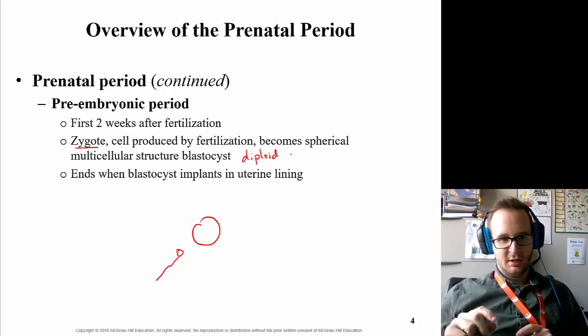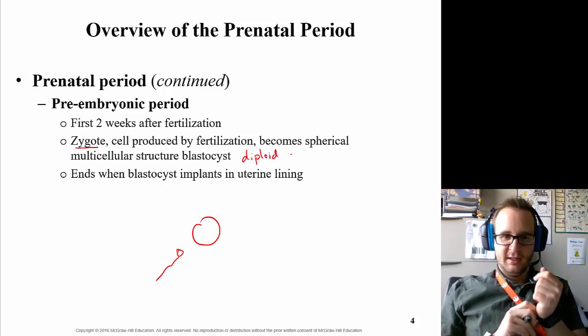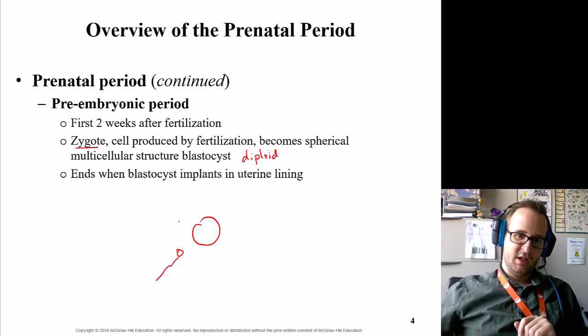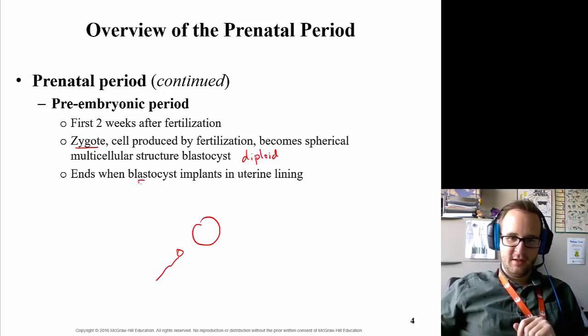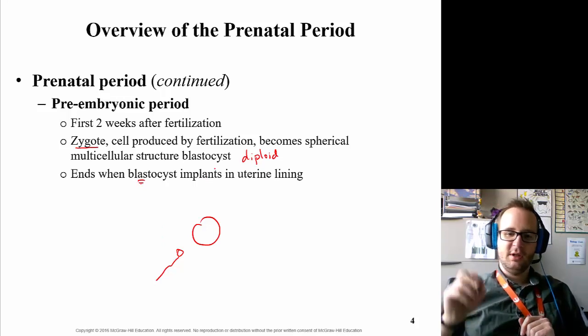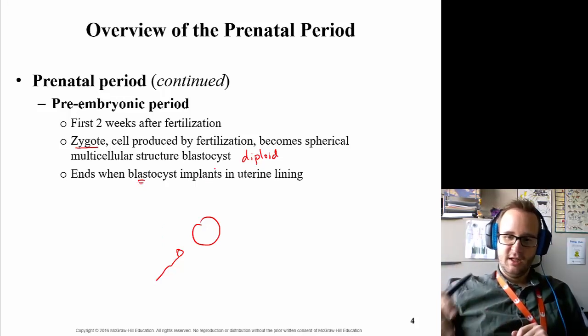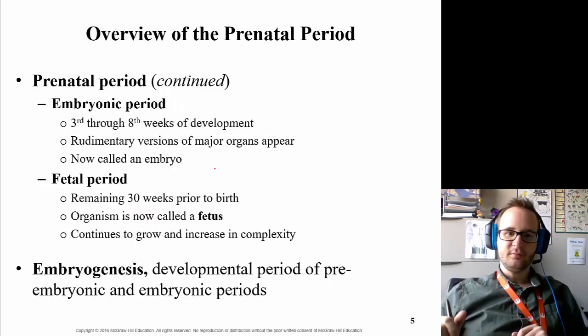And this is the resulting genetic material from the sperm and from the egg. And then this period ends whenever the blastocyst, and we'll define the term blastocyst here in a moment, essentially whenever the genet or the new individual implants itself into the uterus.